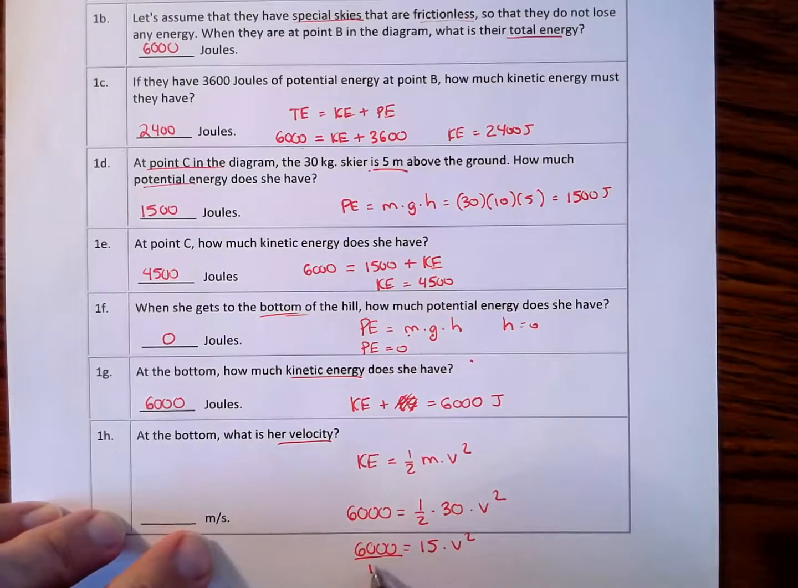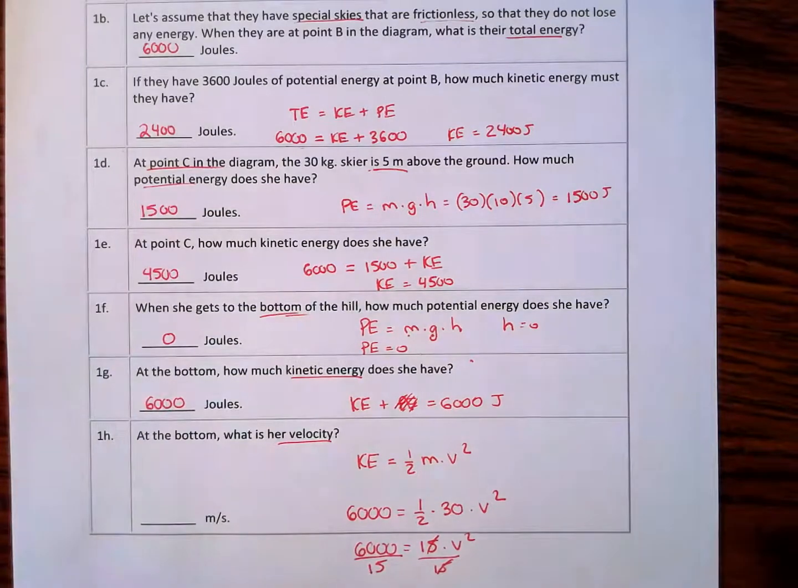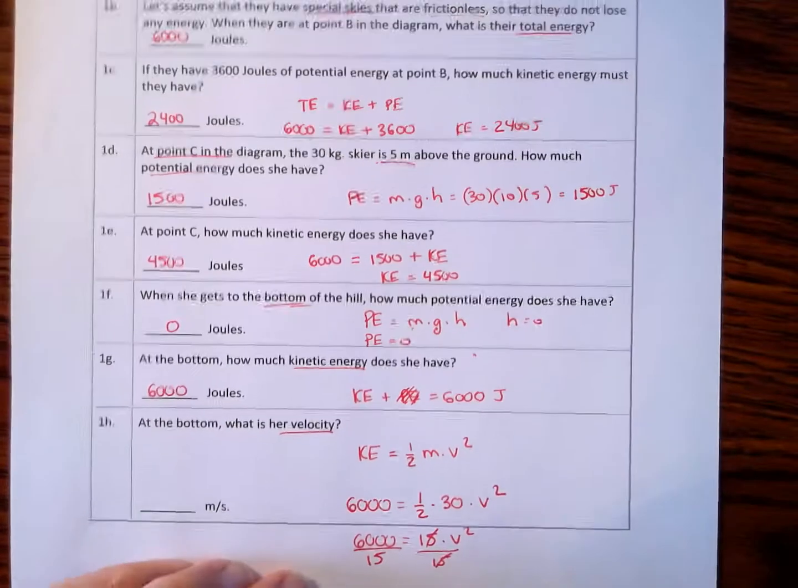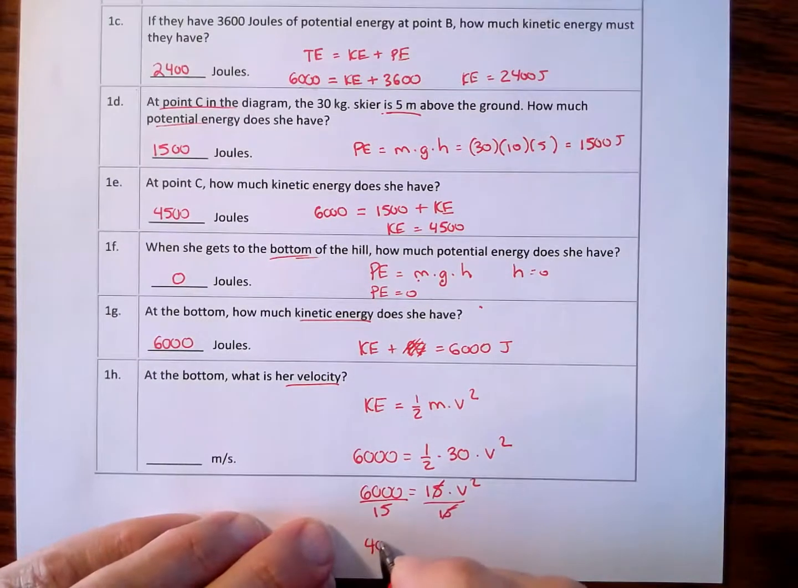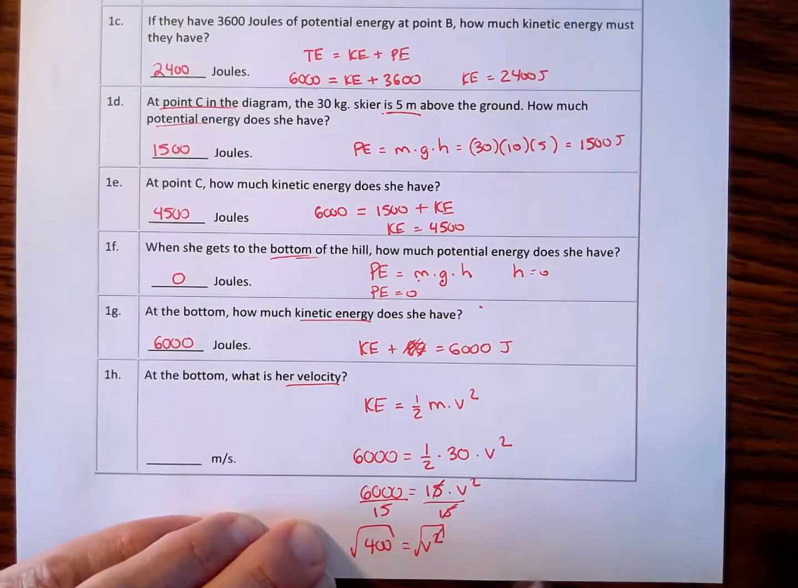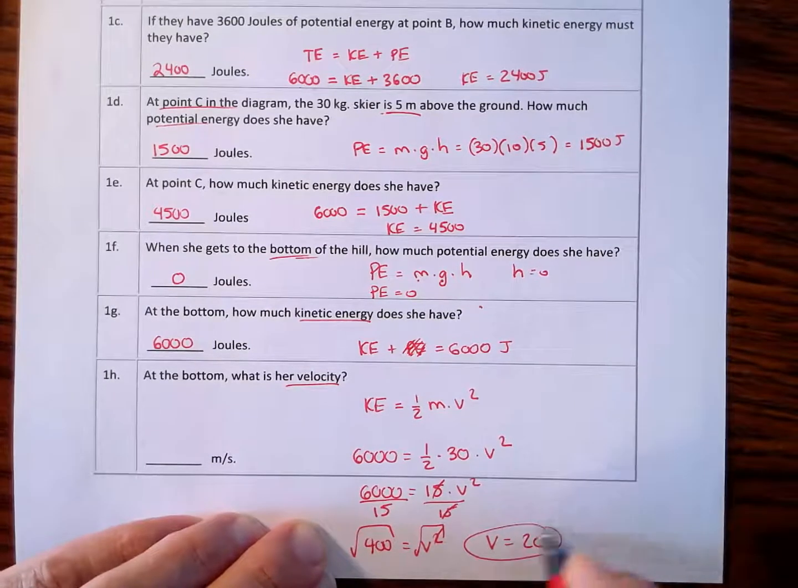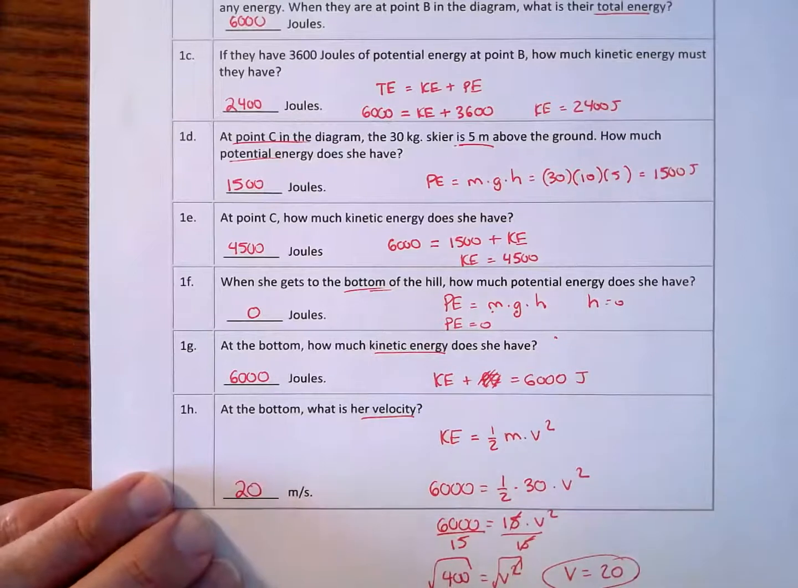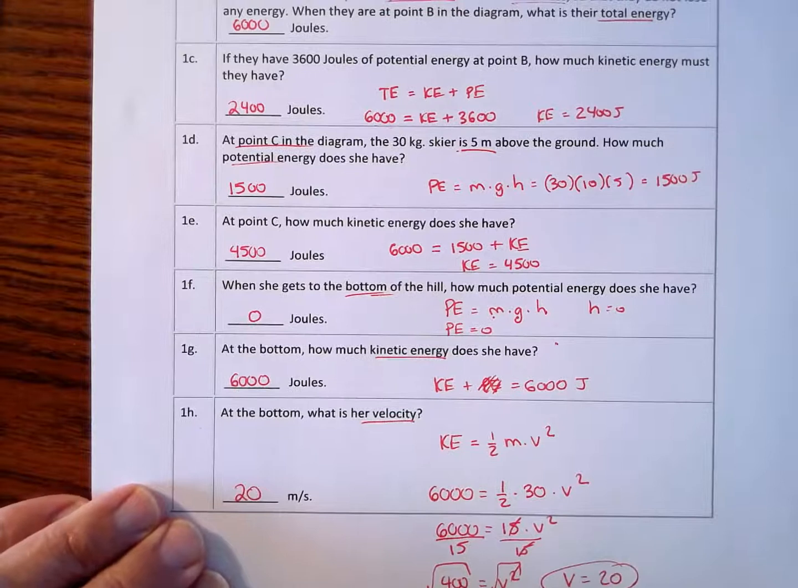So if we divide both sides by 15, we'll have the velocity squared. So I'm going to put that in my calculator. I'm going to take 6,000 divided by 15, and that's 400. So that tells me that 400 equals the velocity squared, and then we take the square root to get rid of it, and that tells us the velocity is equal to 20. So the velocity is 20 meters per second. We can figure out how fast she's going at the bottom of the hill by using energy.